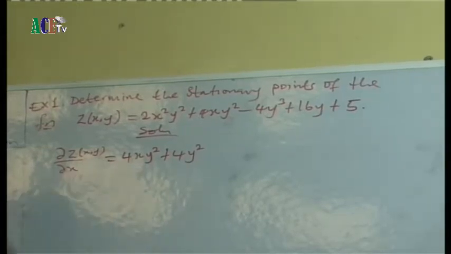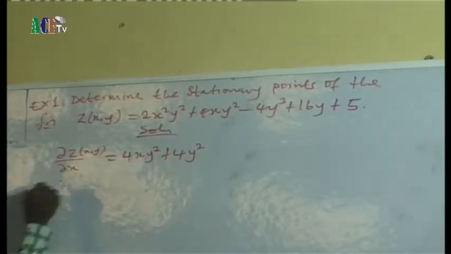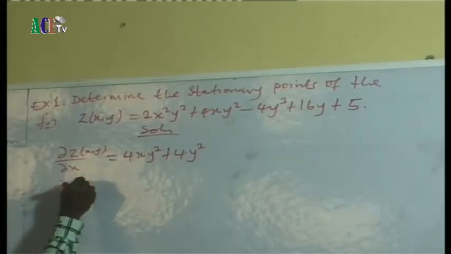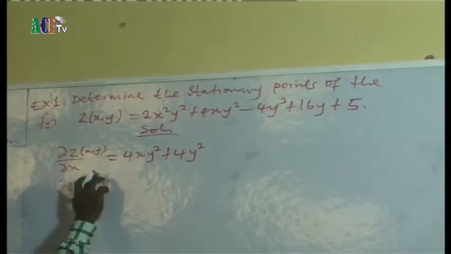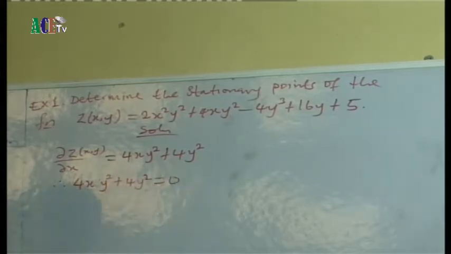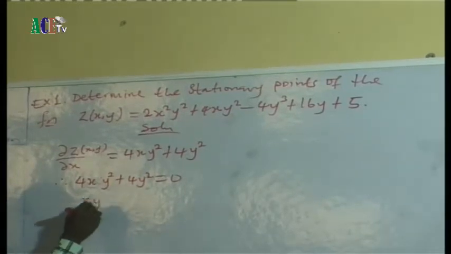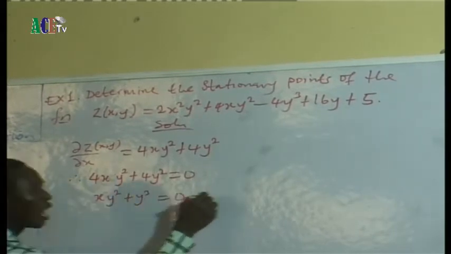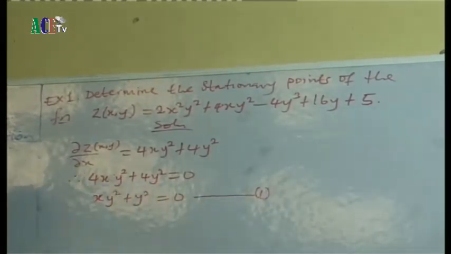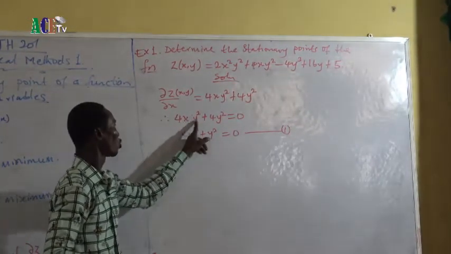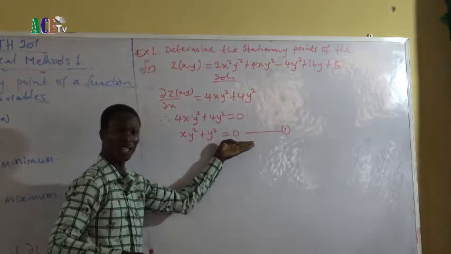And I will equate this one to 0 now. I will now say, therefore, I will have my 4x squared, my 4xy squared plus 4y squared will be equal to 0, which can be written as xy squared plus y squared equal to 0. I will label this equation 1. What I have done here is that I used 4 to divide through this equation, and I have this.